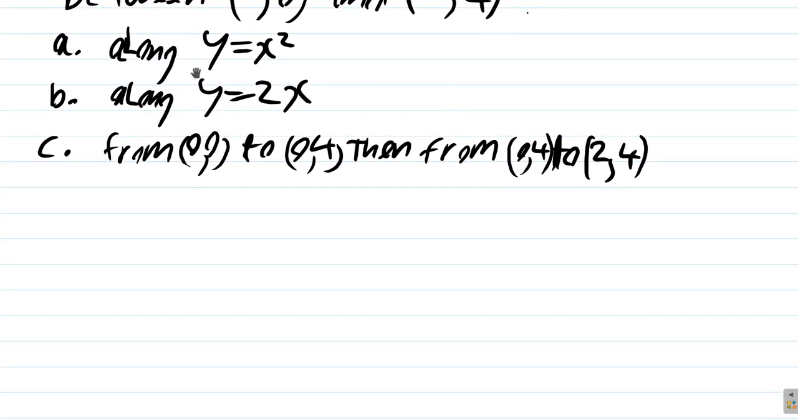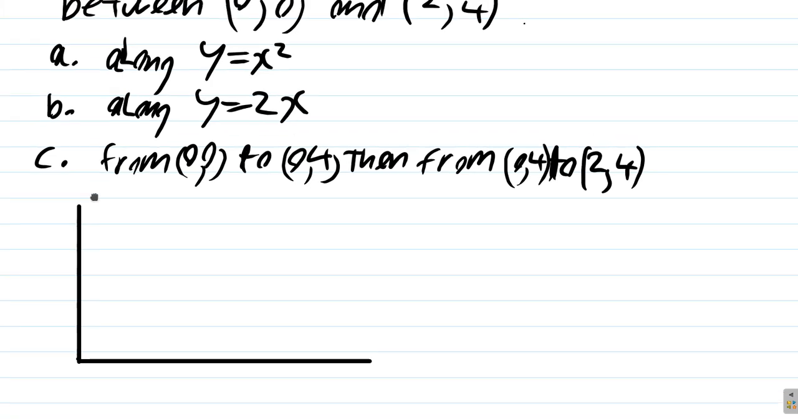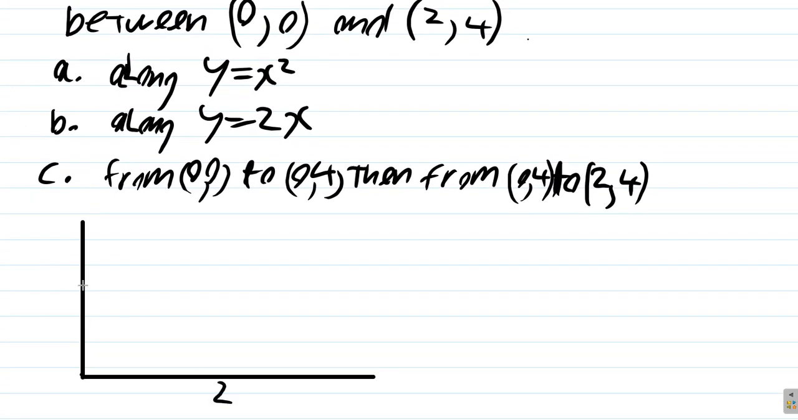But, just to get an idea what the routes would look like, if you go from 0, 0 to 2, 4. So this is 2 and this is 4. So about right here along x squared, it would look somewhat like this, alright? This is x squared. If you go along 2x, 2 times 2 is 4, yeah, it will be a straight line from here to here. This is 2x.